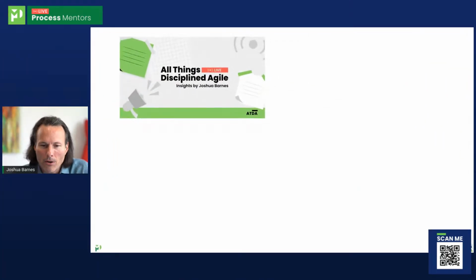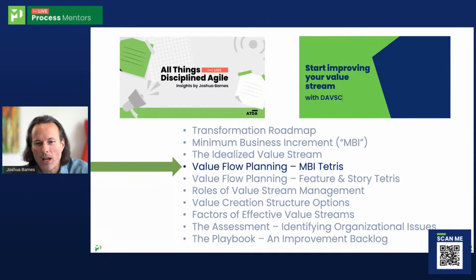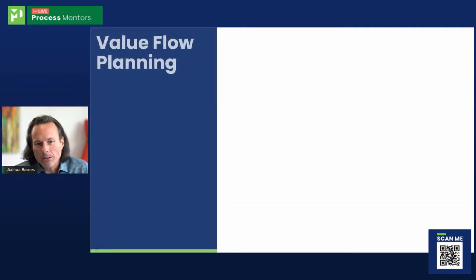So this is part of a 12 episode series that I've been doing that brings in a lot of the best parts, or in my opinion, the best parts of the Discipline Agile approach to value stream management. And today we're going to cover value planning, MBI Tetris. Next week, I'm going to cover an additional technique for value flow planning that's going to focus on features and story level. So let's take a look at what value flow planning is.